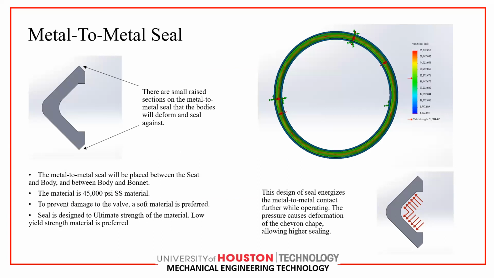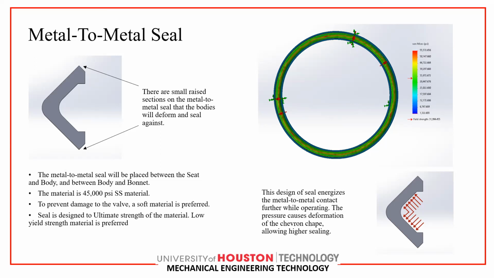So, the metal-to-metal seals. We use metal-to-metal seals in our project because our project is high pressure and high temperature. We use them to protect the body and bonnet from the high pressure and high temperature. Metal-to-metal seals will be placed between the seat and body. We use 4 metal-to-metal seals between the seat and body, and two metal-to-metal seals between the body and bonnet. The material that we have used is AISI stainless steel, whose yield strength is equal to 45,000 psi.